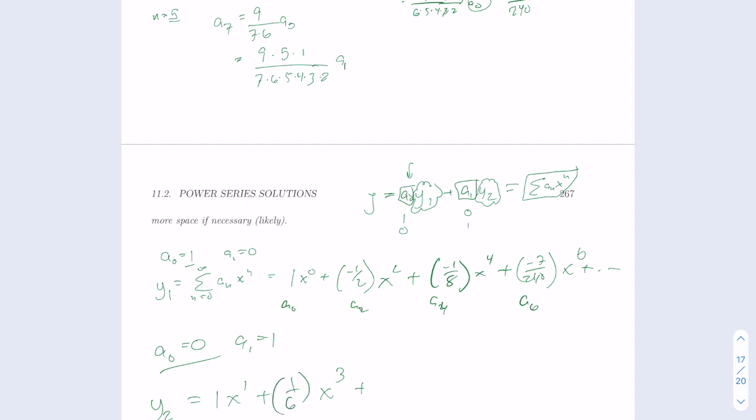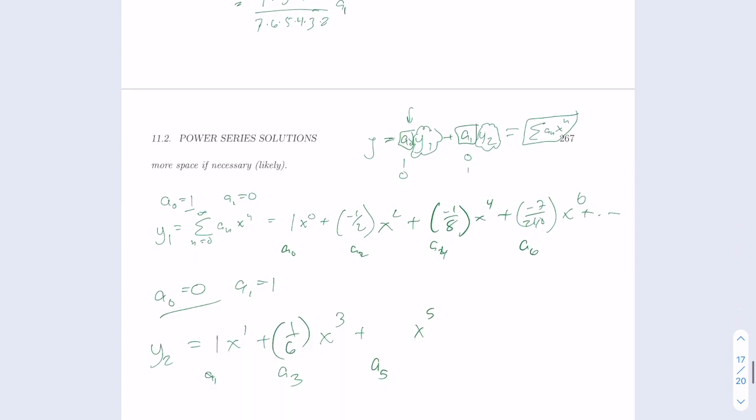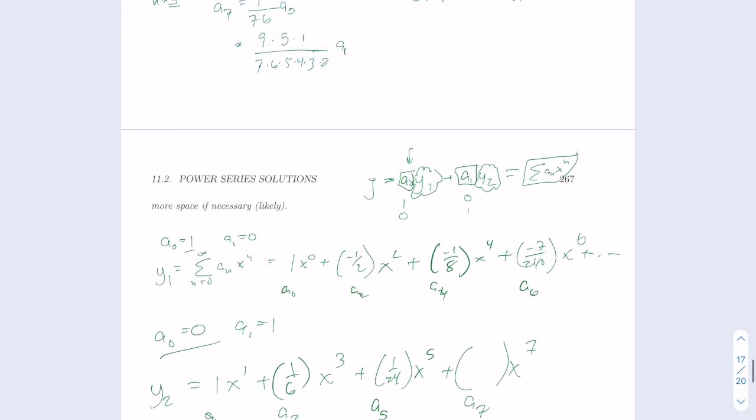Plus, I can skip the 4. I'll go to A5 next, x to the 5th. So x to the 5th is this one. Those cancel. 4 times 3 times 2 is 24. So 1/24. Plus, I can skip the 6th. We can go with A7, x to the 7th. And this might be getting too big for me to do here.